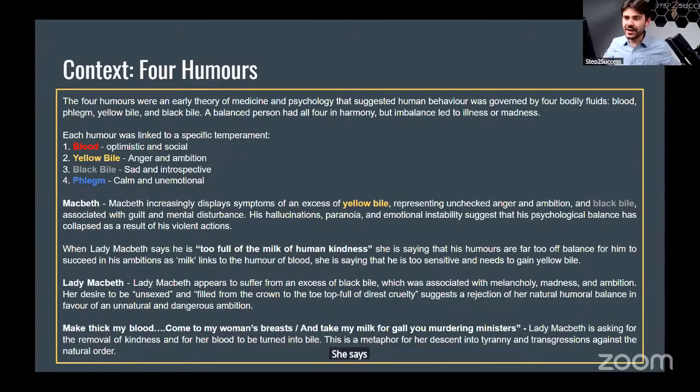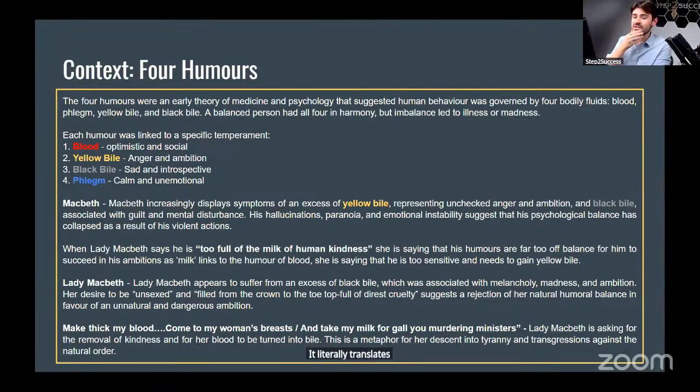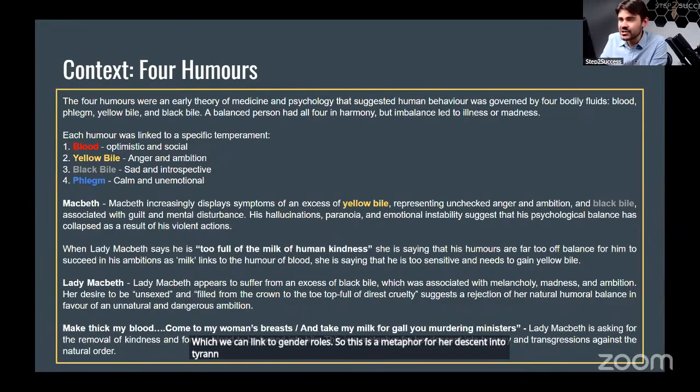She says, "Make thick my blood, and take my milk for gall, you murdering ministers." Now, she literally uses the word blood. She's literally saying, "Make thick my blood, get rid of all my happiness, my optimism, my kindness." She's saying, "Take my milk, my blood, and replace it for gall," which literally translates to bile. So she's saying, "Make my kindness of the blood into this yellow and black bile. Make me an angry, ambitious person," which we can link to gender roles. So this is a metaphor for her descent into tyranny as she transgresses against the natural order of balanced humours.